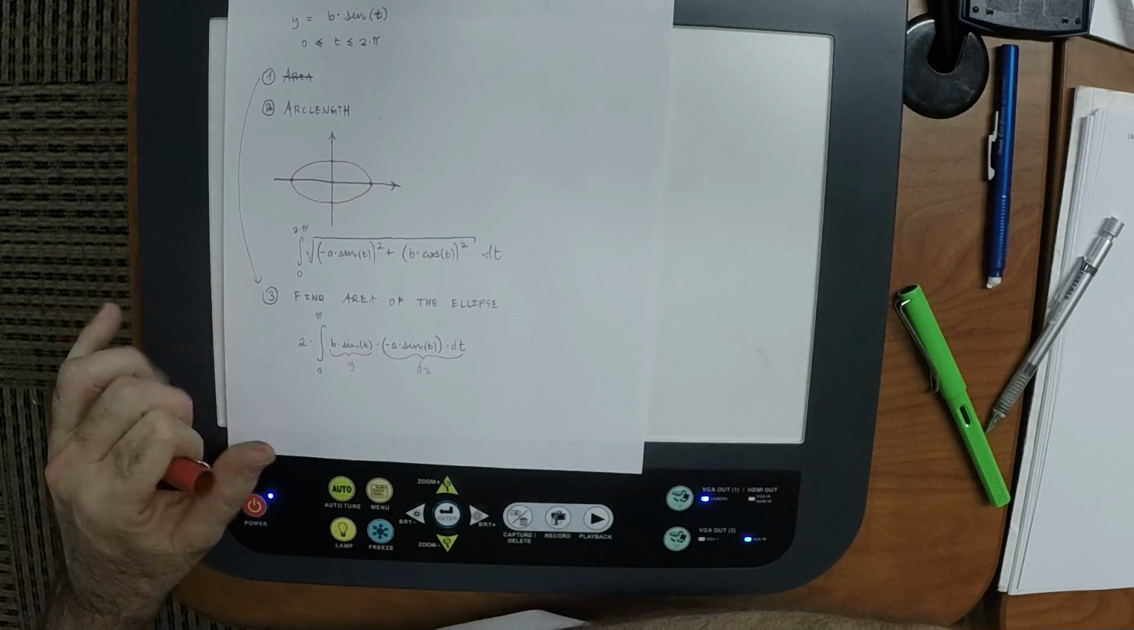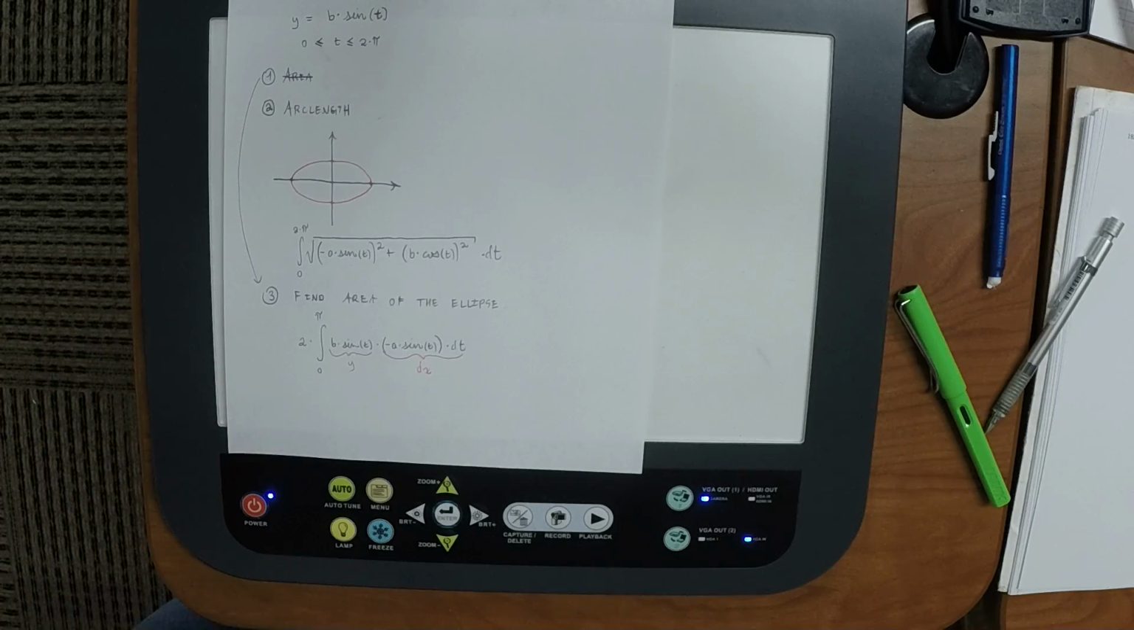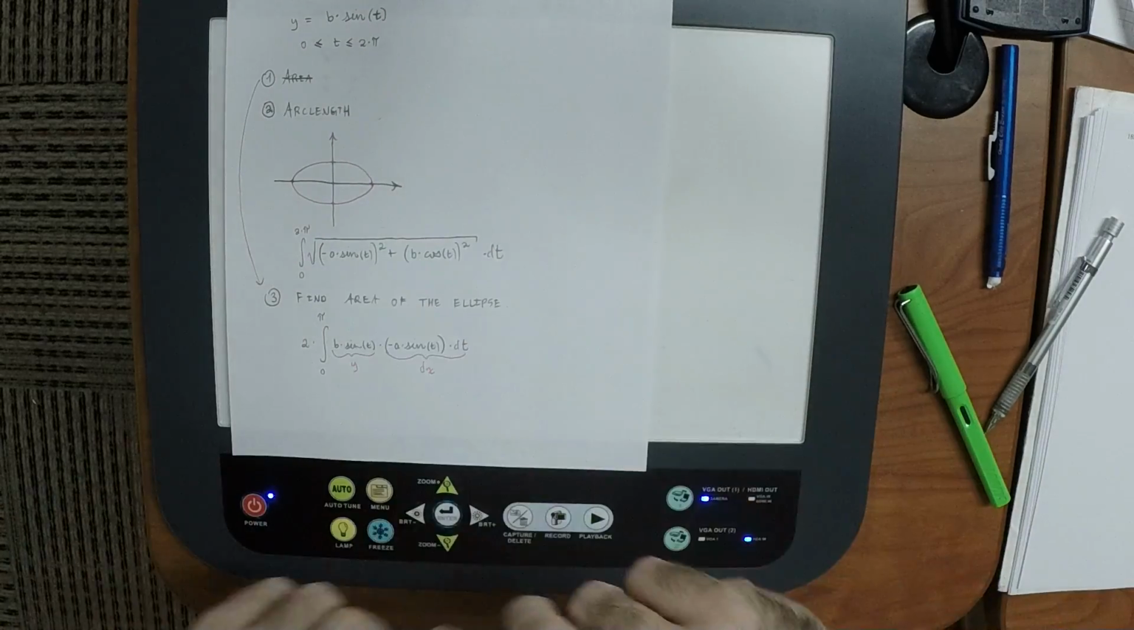So one of these will be quite easy to do, and one of them will not be. So please, over the weekend, for ungraded practice, please evaluate these, or try.